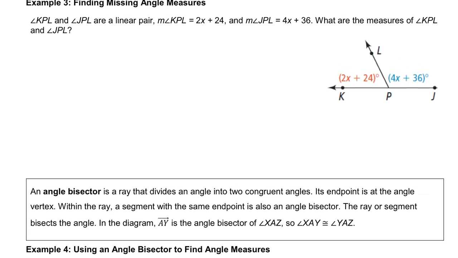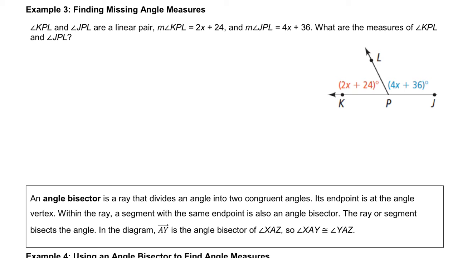So when you see a diagram like this and you're finding a missing angle measure, KPL and JPL are a linear pair, and we don't have a measure to go off of. We can pretty much assume that these angles aren't congruent. These angles are supplementary because they're a linear pair. So when two angles like that are represented with expressions, I would add these two angles together. 2x plus 24 plus 4x plus 36 equals 180. I'll write that better.